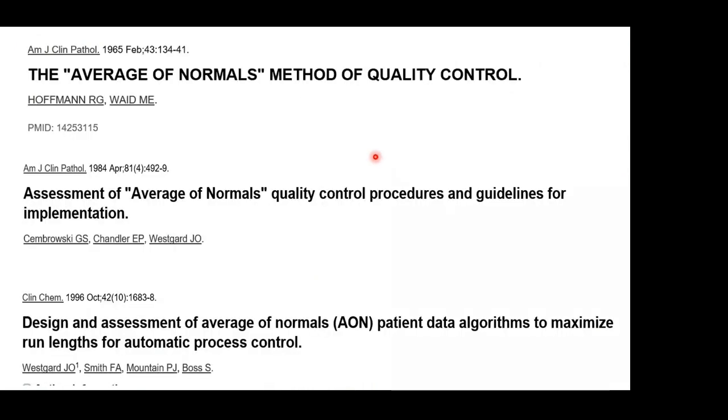So I thought I'll just share with you some of the old publications. I think it started back in '65, the average of normals or moving average. Then Westgard had a publication back in '84, assessment of average of normals. And then another publication in 1996, Design and Assessment of Average of Normals. So all of those publications discuss how you can use patient moving average to monitor the quality of your testing system.